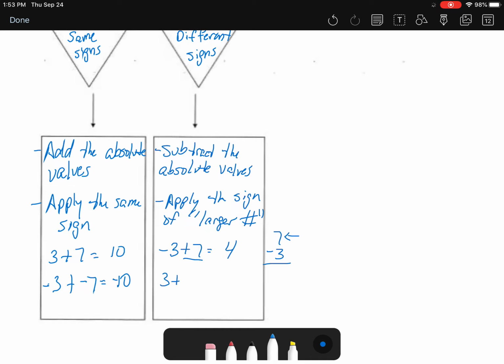Now if the signs were switched, we would be doing the same thing, subtracting 7 and 3, because those are the absolute values. We would still get 4. However, again, 7 is the bigger number. In this case, 7 is negative, so my answer would change to negative 4.